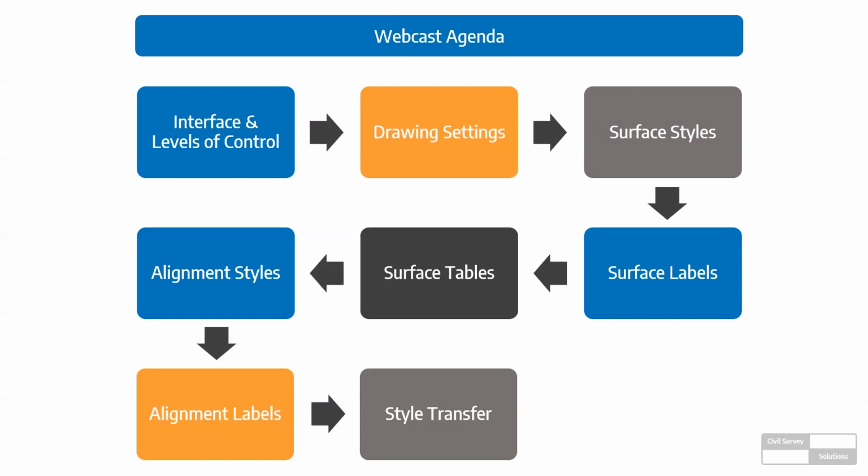So we're going to start off looking at the interface, the levels of control that you've got. Then we'll start at the very top, the drawing settings. Then we'll have a look at some civil surface styles. Then we'll look at some surface labels. Then we'll look at some surface tables. Then we'll have a look at alignment styles, alignment labels, and then we'll look at some mechanisms to transfer these things around from drawing to drawing. All right, so let's get started.